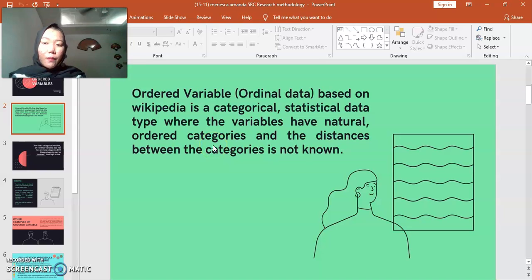Okay, ordinal variables. Ordinal variables, or ordinal data, based on Wikipedia, is a categorical statistical data type where the variables have natural ordered categories and the distances between the categories are not known. This data exists on an ordinal scale. It also differs from interval and ratio scales by not having category widths that represent equal increments of the underlying attributes.